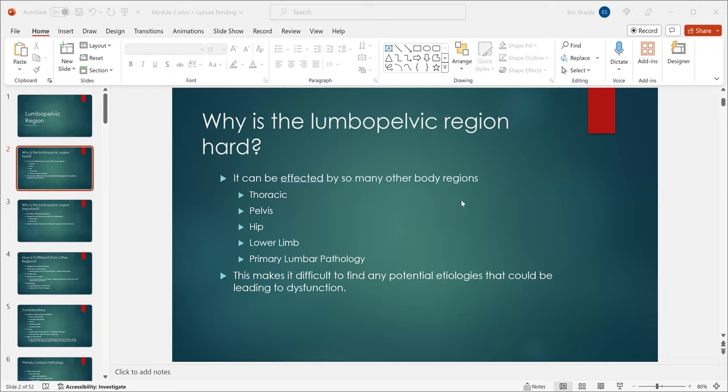The diagnosis, in most cases, the way I think of it is, what's our pain producer? What tissue in the body is actually painful? And what's the stress that's causing that tissue to become painful? The etiology then would be essentially the driving mechanism that put excessive stress on that painful tissue and caused it to break down. So again, it definitely makes it difficult to find potential etiologies that could be leading to or even just contributing to the dysfunction that the patient is having.